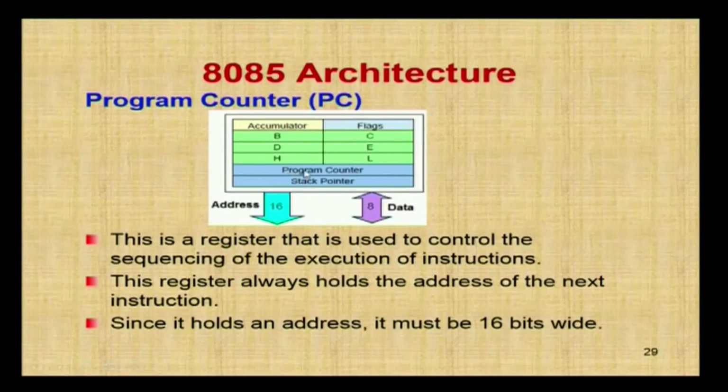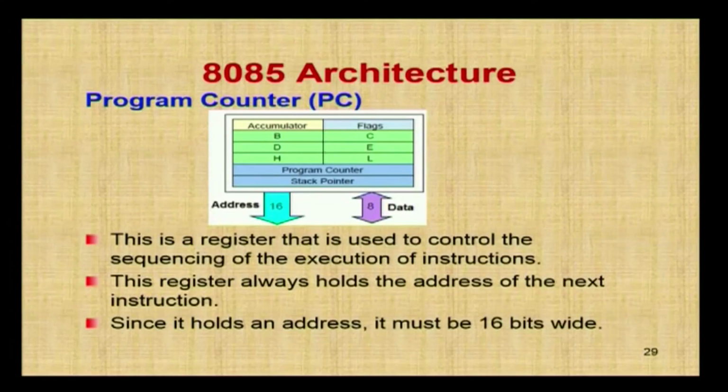The program counter holds the address, and once it takes data from that address, it immediately points to the next address, going sequentially from location 1 to 2, 3, 4. So, it always holds the address of the next instruction. Once it takes the instruction from location 5, it will point to location 6 and take the instruction from there.